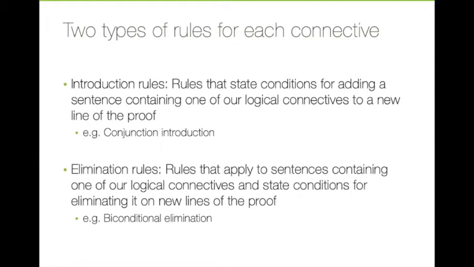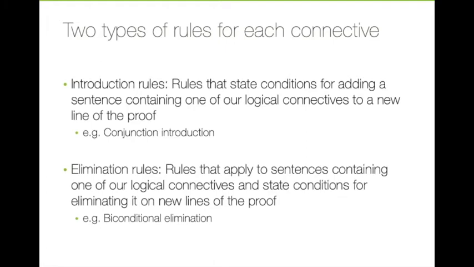The one type of rule will be the introduction rules. These are rules that state conditions for adding a sentence that contains one of our logical connectives, and we'll add it to a new line of the proof. So we're going to have a rule, conjunction introduction. That's a rule that allows us to add a sentence with conjunction as the main connective on a new line of the proof.